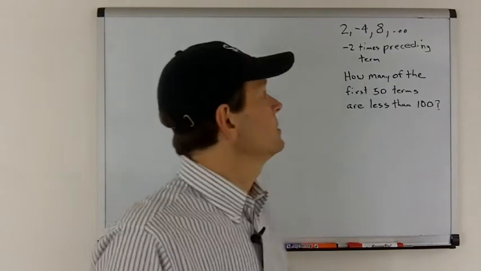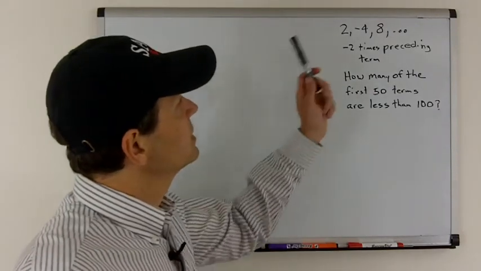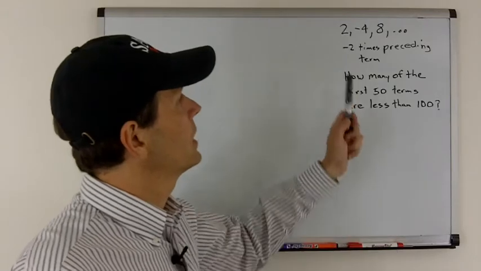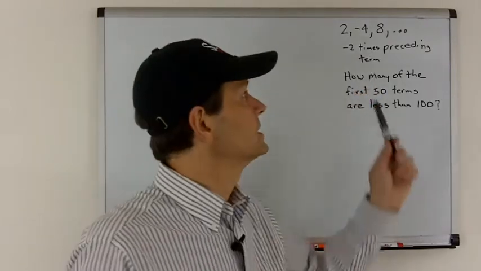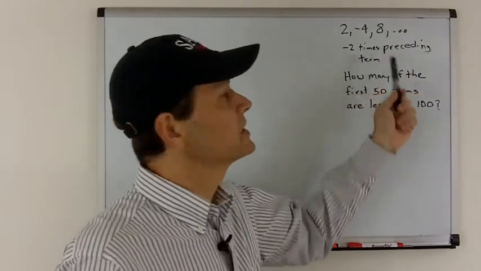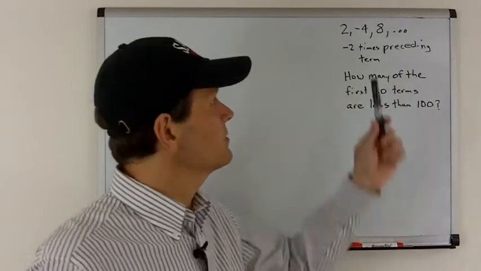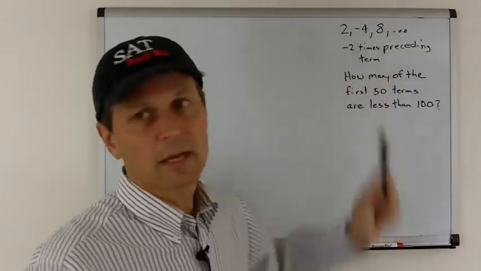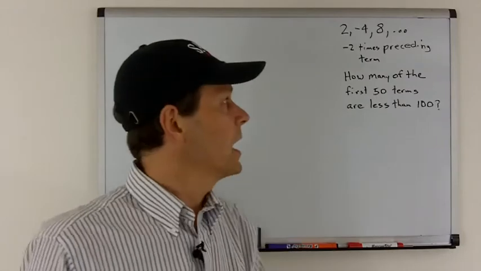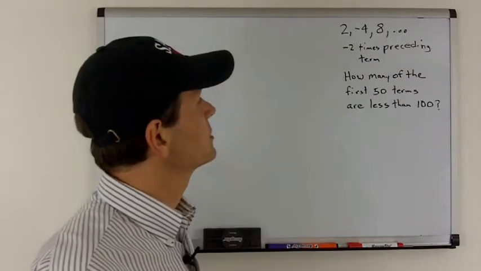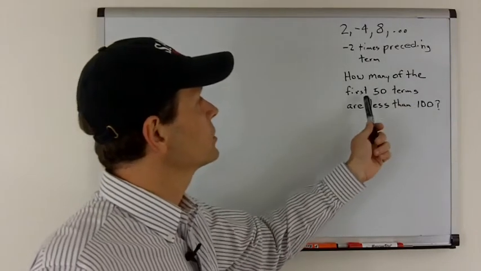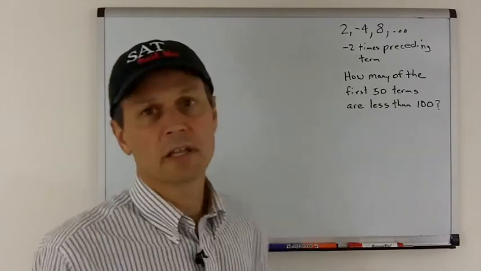In this problem, you're being given a sequence that begins with the number 2, where each following term is negative 2 times the preceding term. And they even give you a small example just to get you started. What you're being asked to determine is how many of the first 50 terms are less than 100.